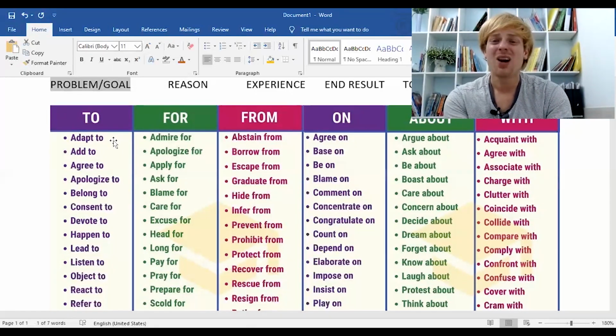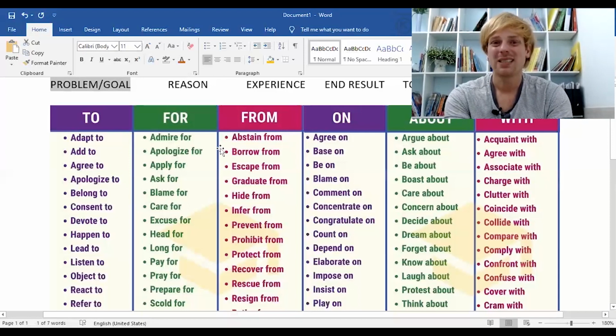"For" is usually a reason, okay? You pay for a taxi. You pray for your sick mother. You care for your sick mother. You apply for university. Okay, so it's usually a reason.